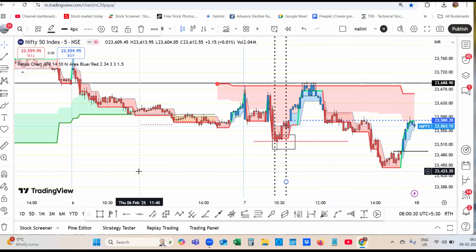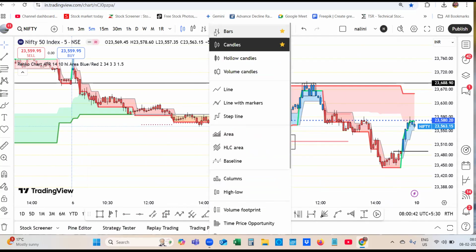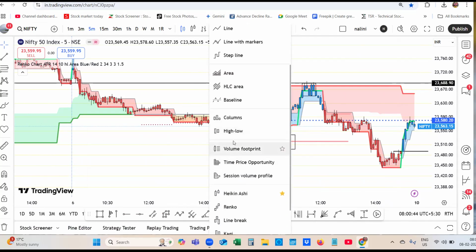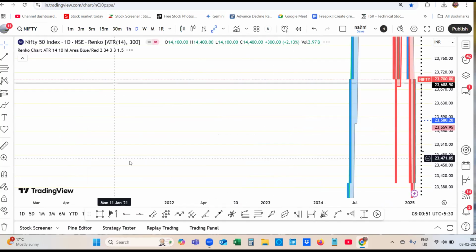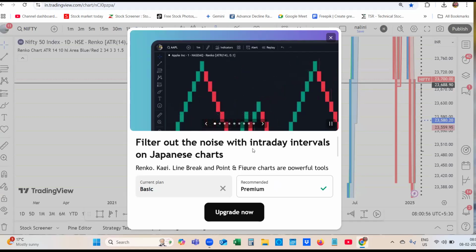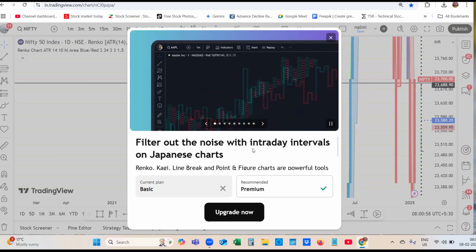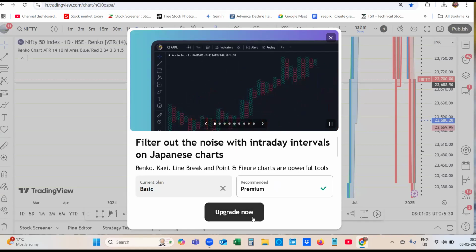I am thanking him for providing this tool, because if I start going and applying for the Renko charts, no. Here, if I go and change the chart to Renko, where is that Renko? If I apply, it says filter out the noise with intraday and intervals on Japanese charts. You are not allowed. It is asking me to upgrade now.